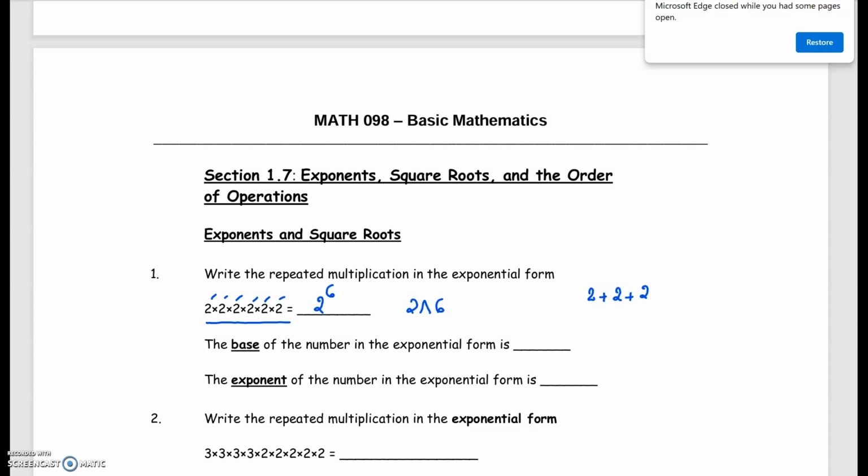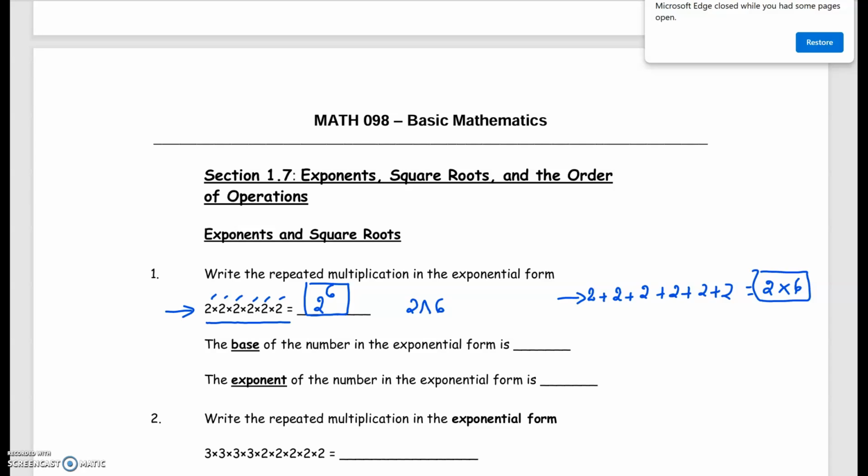What if you have 2 plus 2 plus 2 plus 2 plus 2 plus 2? This is repeated addition, not to be confused with repeated multiplication. So this would be 2 times 6. Just make sure you know the difference between the two. 2 to the power of 6 is much larger than 2 times 6, because here we are multiplying, which makes the number large, and here we are adding 2 repeatedly.